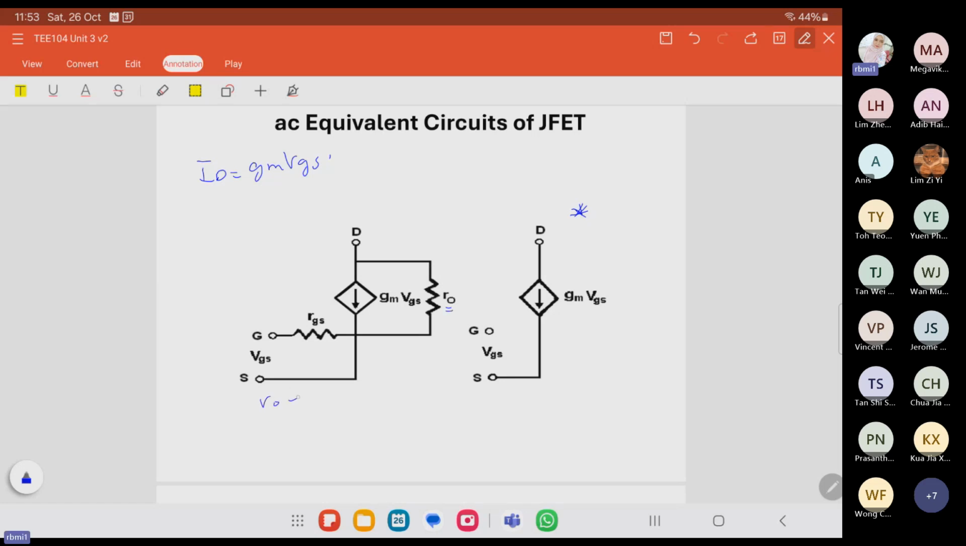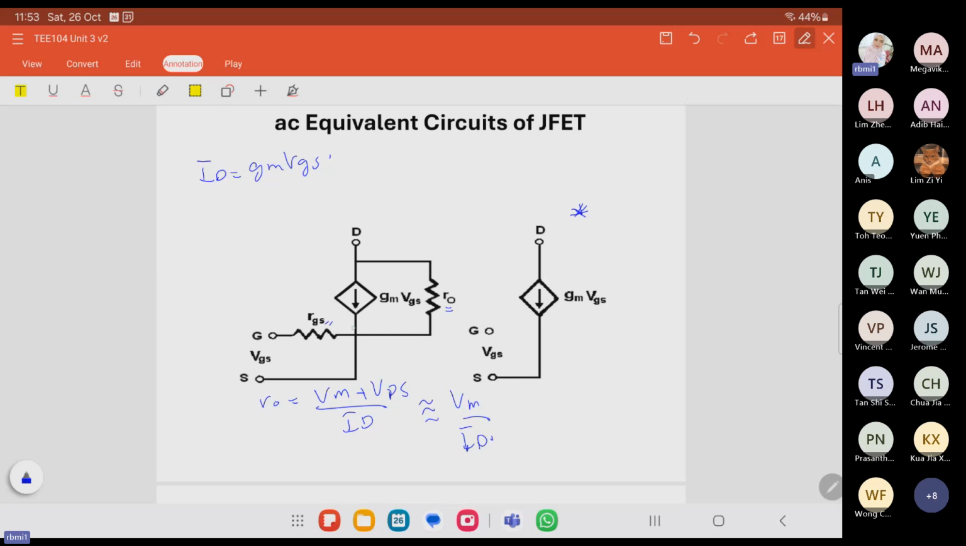R naught is equal to VA plus VDS over ID, approximately VA over ID. What is VA? VA is the Early voltage value. Okay, and R naught is the output impedance. RGS here is the source to gate resistance.